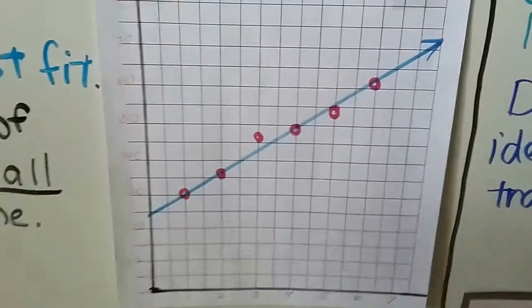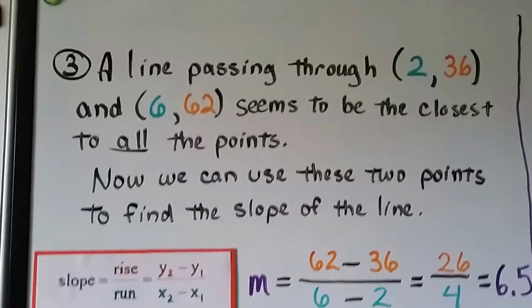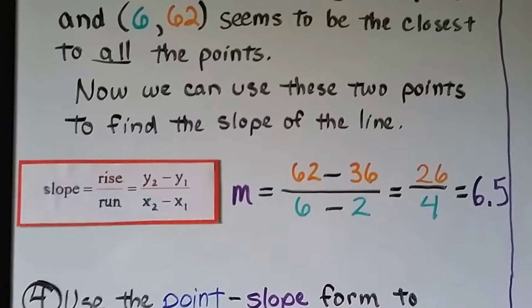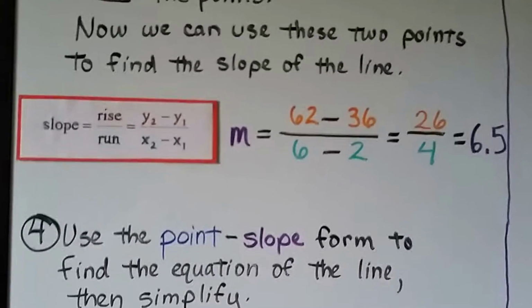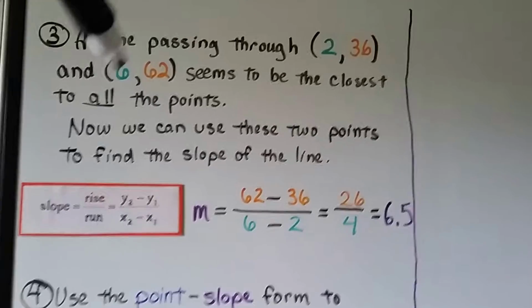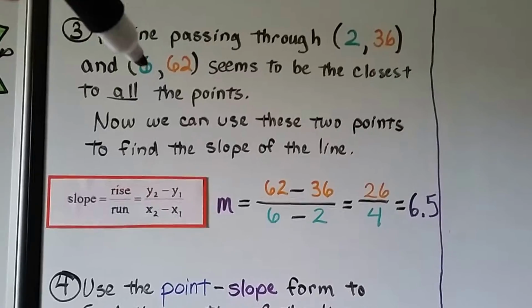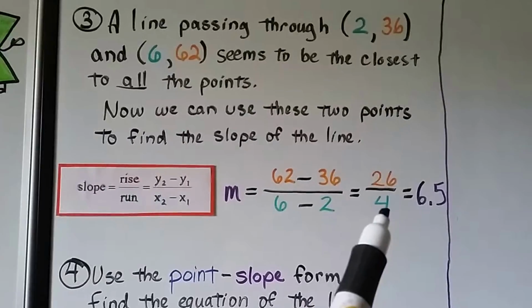It's definitely going through this one and this one, isn't it? So a line passing through 2 for x, 36 for y, and 6 for x, 62 for y seem to be the closest to all the points. Now we can use these two points to find the slope of the line. We use the slope formula. So we've got our x sub 1, y sub 1, x sub 2, y sub 2. So we've got 62 minus 36 over 6 minus 2. We do our math, we get a 26 over a 4.